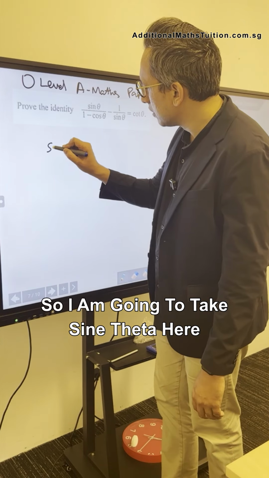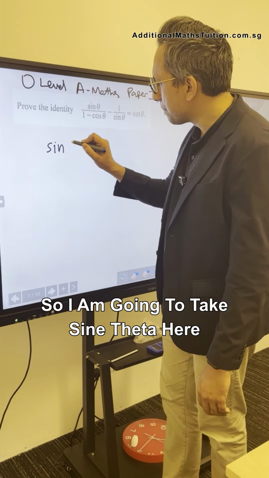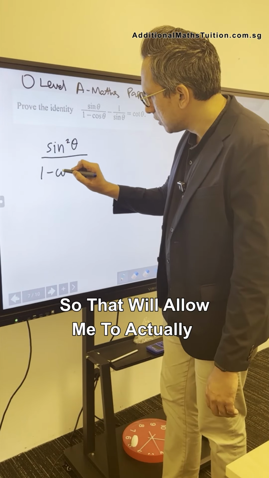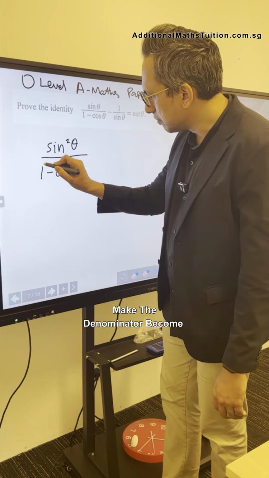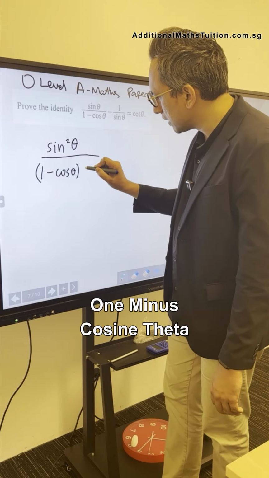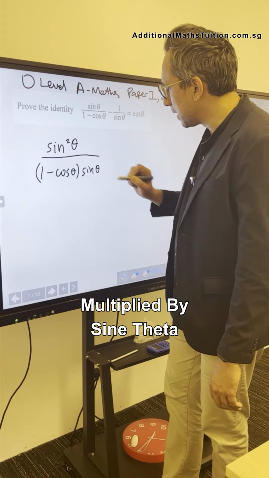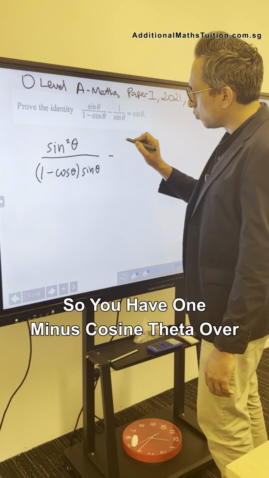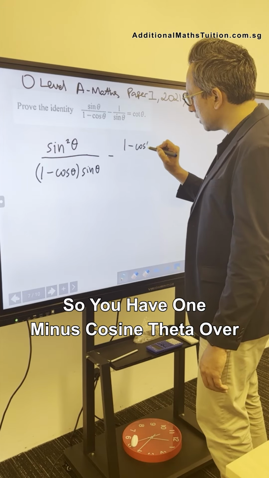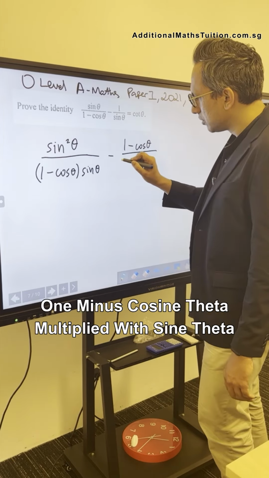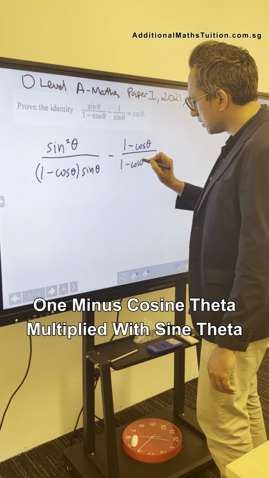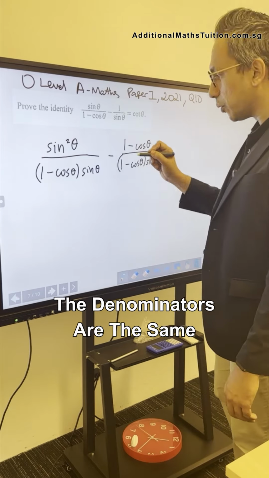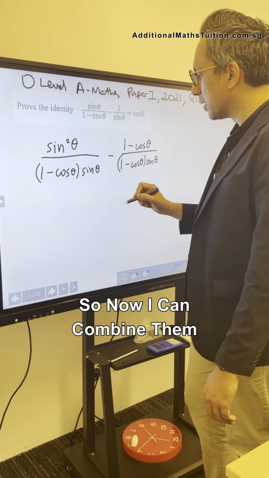So I'm going to take sine theta here and I'm going to square it. Okay, so that will allow me to make the denominator become 1 minus cosine theta multiplied with sine theta. Because I want to do the same to the other fraction. Okay, so you have 1 minus cosine theta over 1 minus cosine theta multiplied with sine theta. Denominators are the same, so now I can combine them.